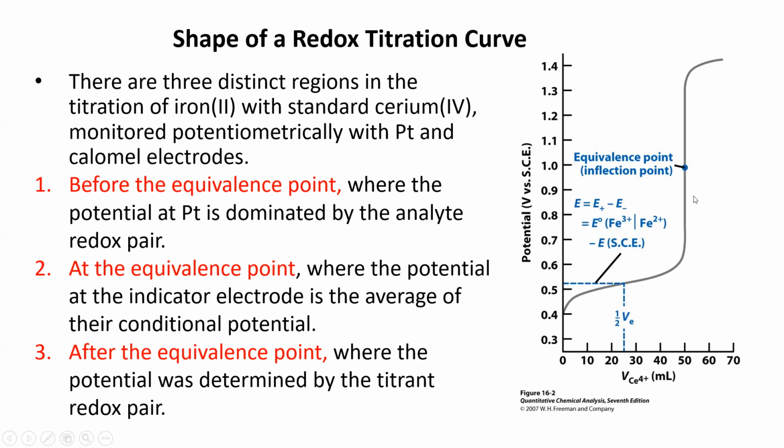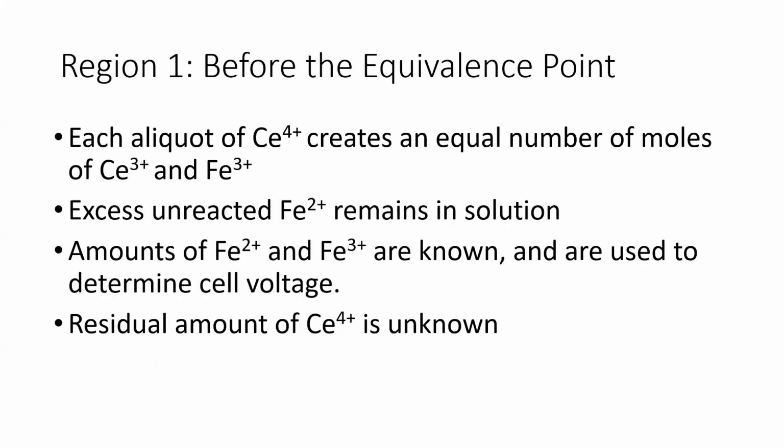Then at the equivalence point, the potential of the indicator electrode is the average of the conditional potentials. That means at that point, you have an equivalent amount of iron 2 and cerium 3 plus and iron 3 plus at this equivalence point. And after the equivalence point, where all the iron has been oxidized to iron 3, you only have more of the cerium 4 ion, since there's no more iron 2 that is being oxidized. So let's look at it one after the other.